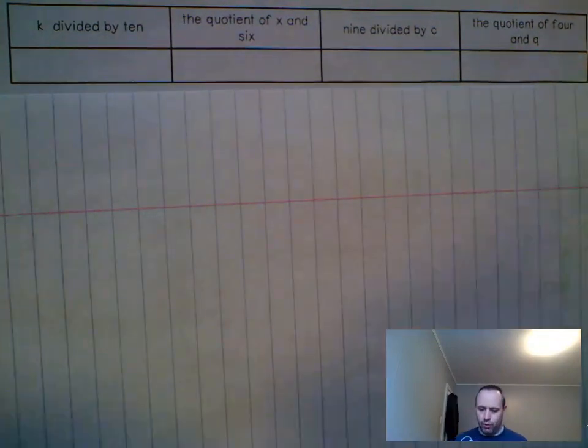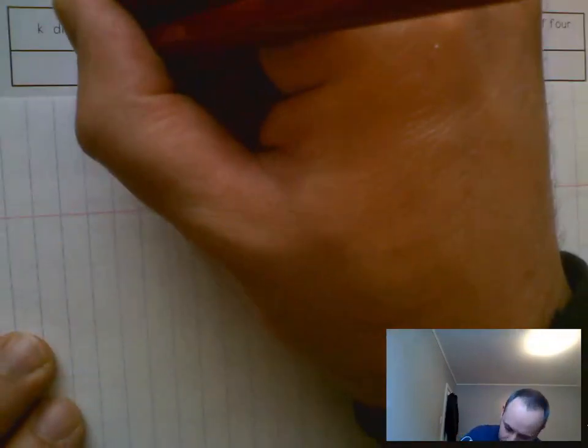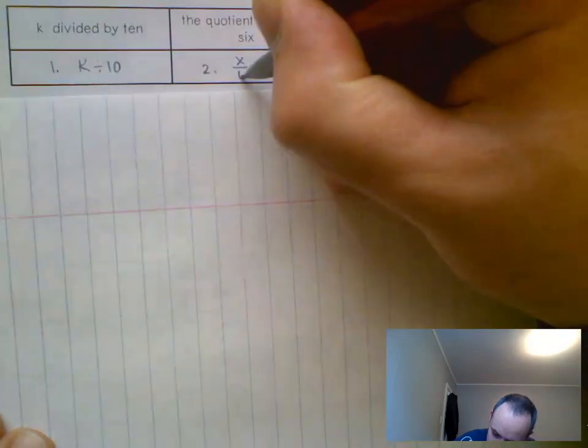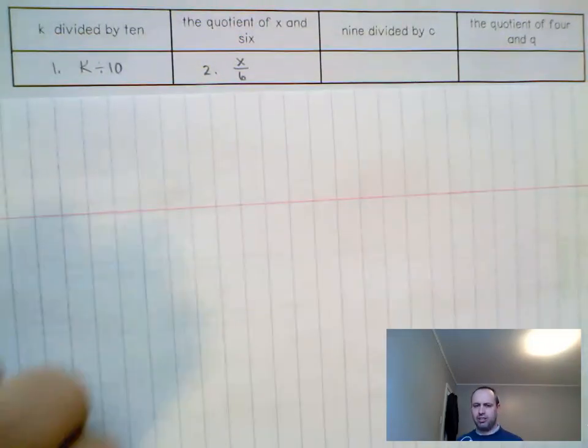And then once you've done those, let me do the first one for you. K divided by 10 would look like this. Okay, so that would be labeled number 1. Then you do number 2, the quotient of x and 6. Okay, so that would be number 2, right? And then so on and so forth.